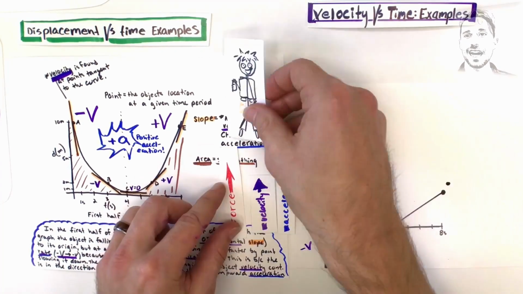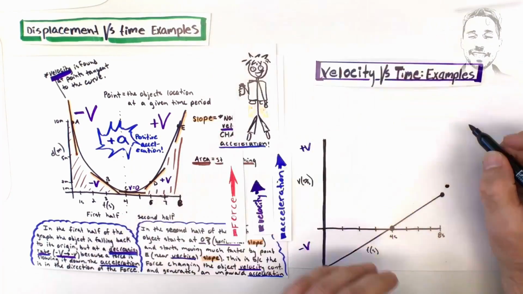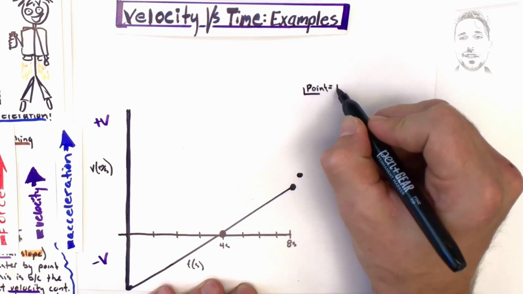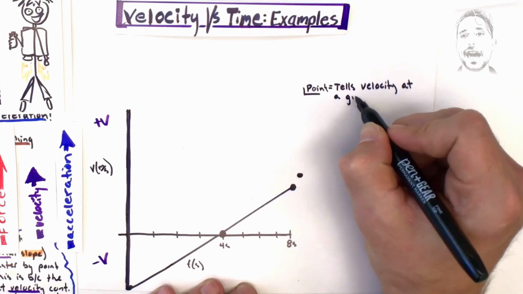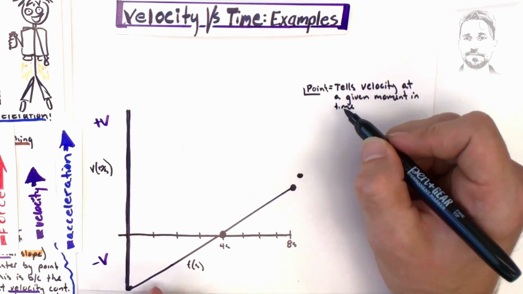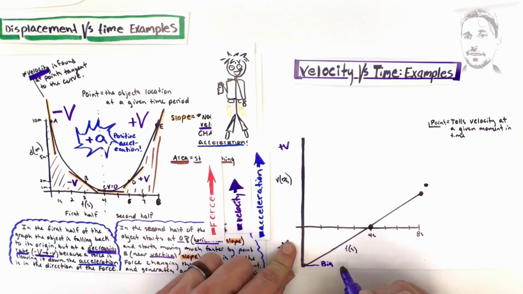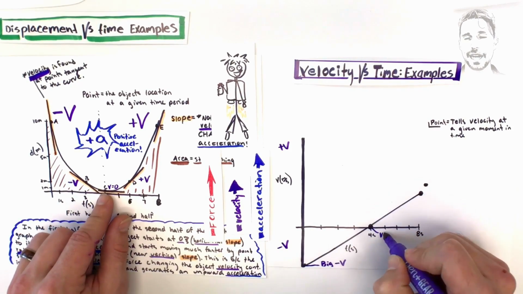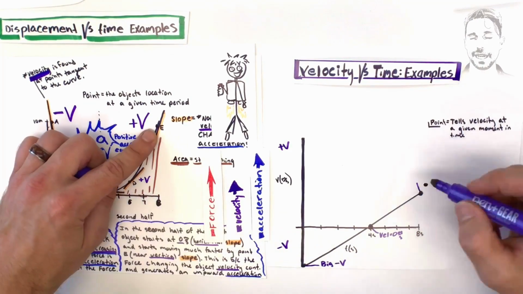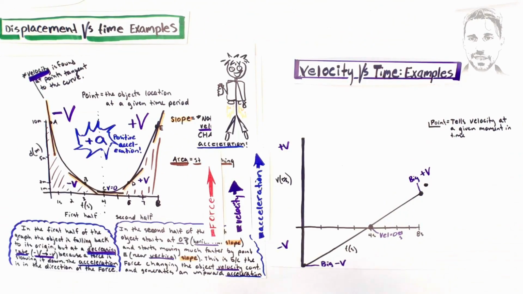Okay, the point. It tells the velocity at a given moment in time. So every point along this graph is going to tell us what a given velocity is. And here we had the big negative velocity at the start. By 4 seconds, he was stopped, and then he was moving upwards by 8 seconds. He had that big positive velocity.